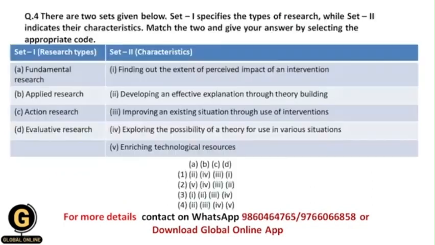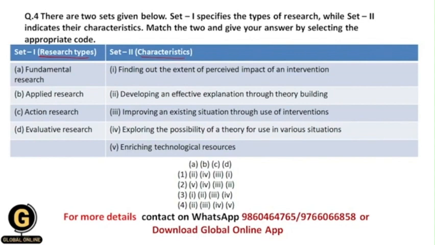Okay, now here students, we have been given two sets, set 1 and set 2. In set 1 they have given us research types, and in set 2 they have given characteristics of each research type, and here we have to match the correct characteristics to the correct research type.